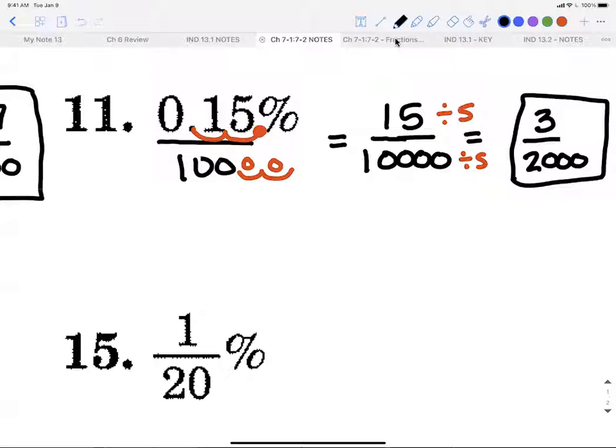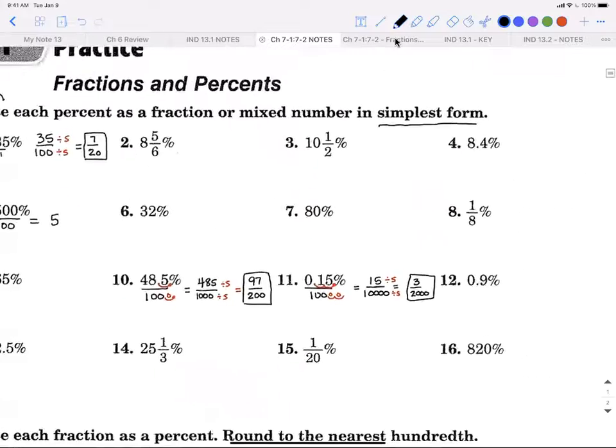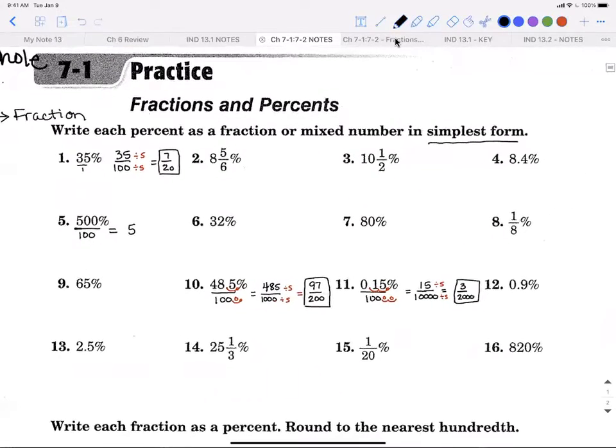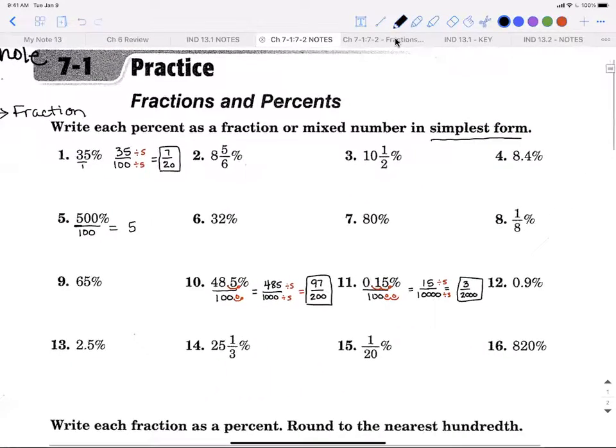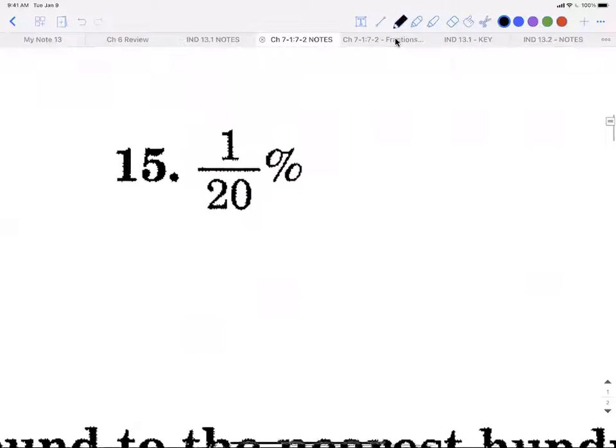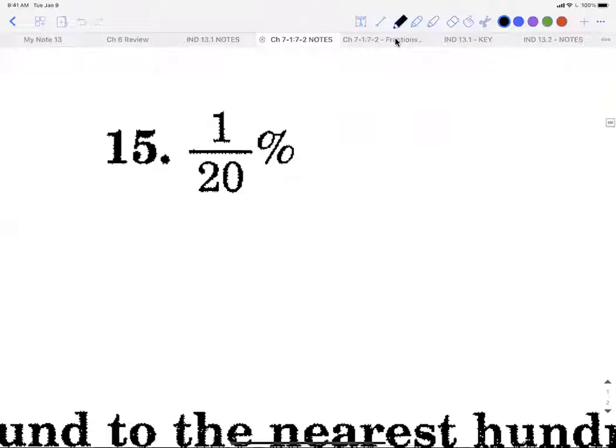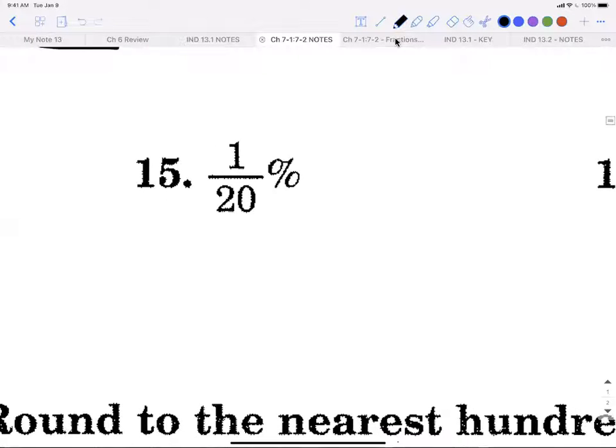Okay, are we good with that? Okay, we're still in the same section, right? We're still converting a percentage to a fraction, but what if it's already a fraction? But we still need to get rid of the percent sign. And here's where it's really nice. Okay, you don't have to write this part down. I'm just refreshing your memory.